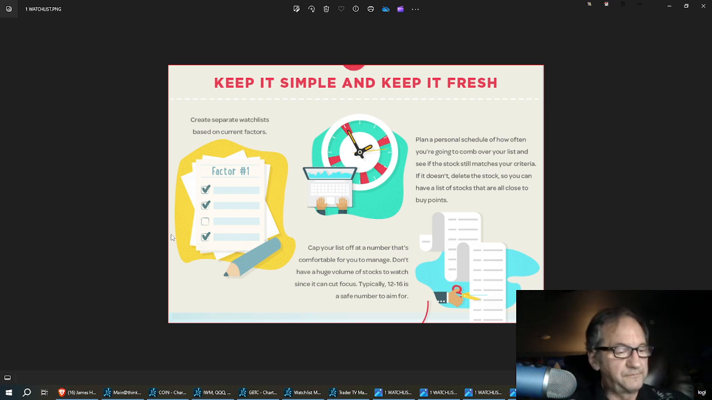Plan a personal time to clean your watch list every day. Go over it. See which one's not producing enough volume. See which one's having the worst news. You might want to take it off or put it on the bottom of your list, however you want. So you want to clean it up. You want to make sure that it's clean and fresh and simple. You don't want it to be overcrowded.